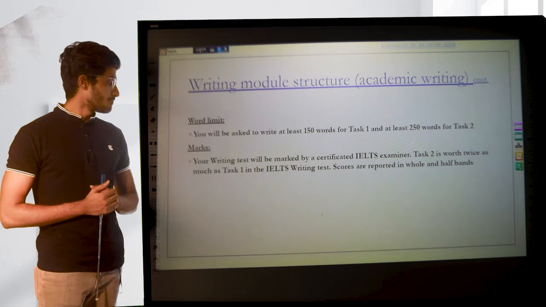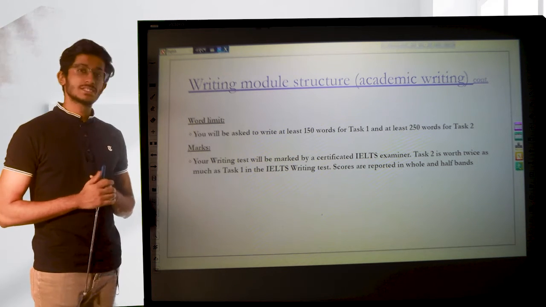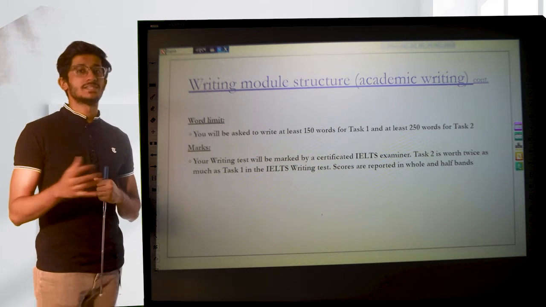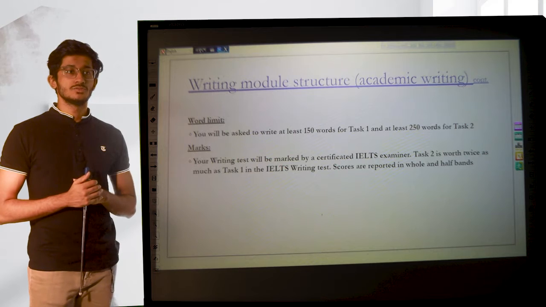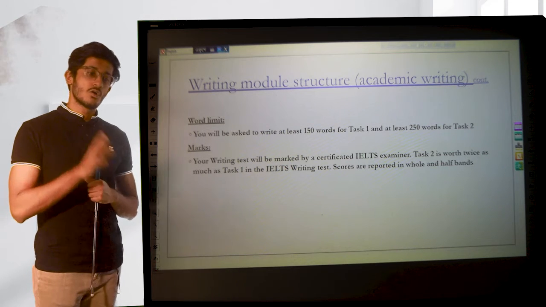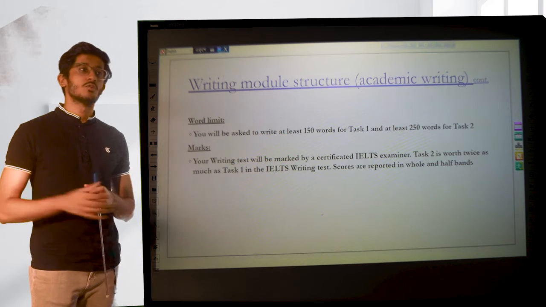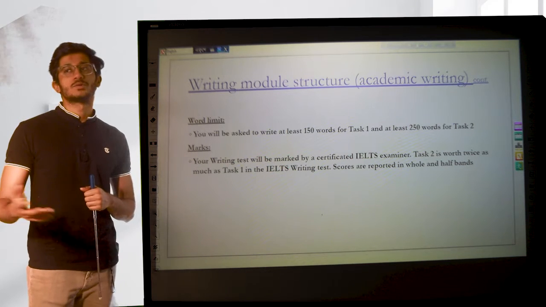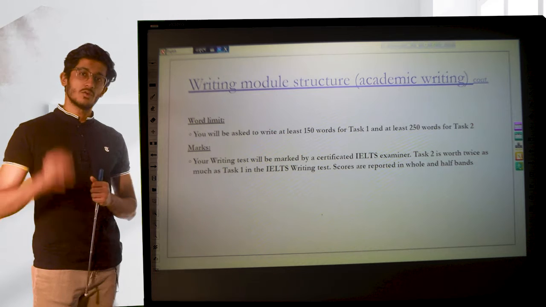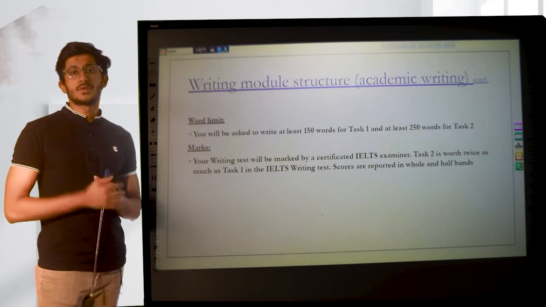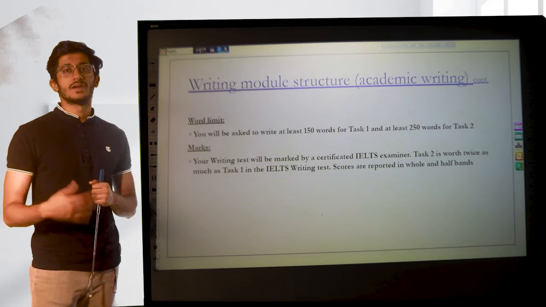As for the marks, your IELTS writing exam will be marked by a certified IELTS examiner, and you are usually going to get marks in whole bands or half bands. So you're never going to see marks like 6.4, 7.4, or 7.7. You're either going to see whole figures like 6, 7, 8, or half bands like 7.5, 6.5.